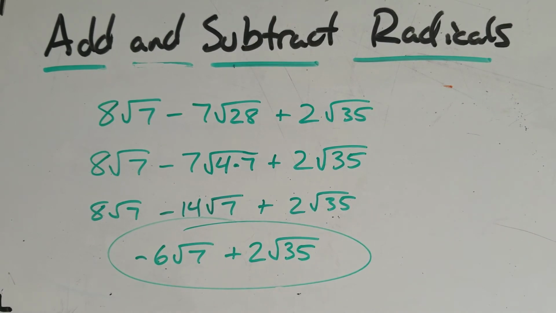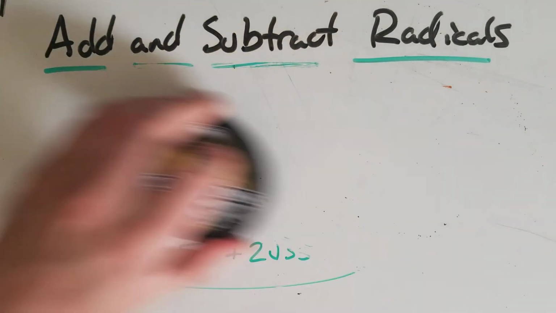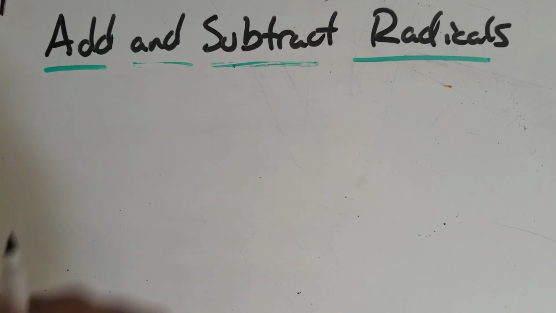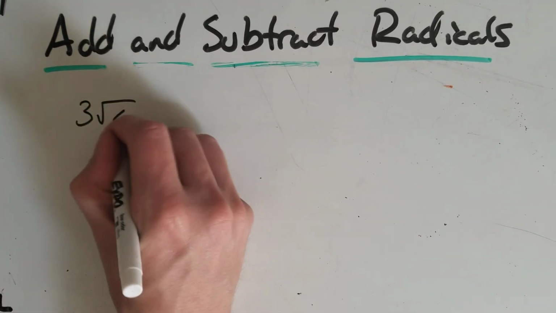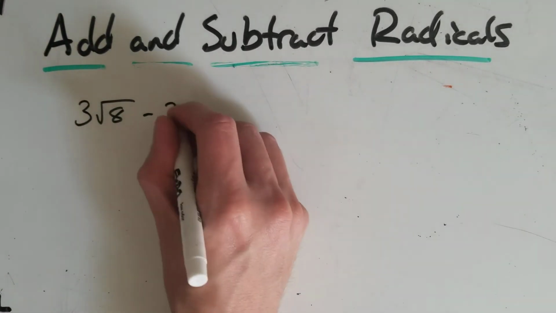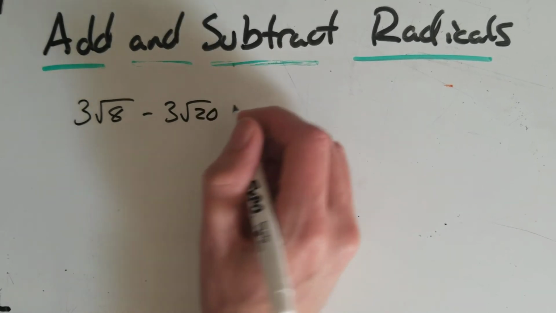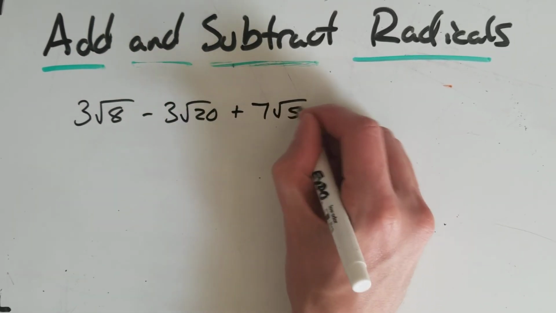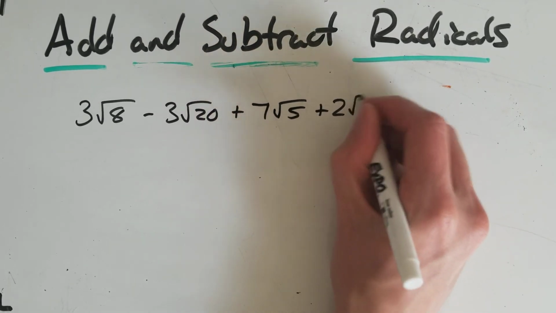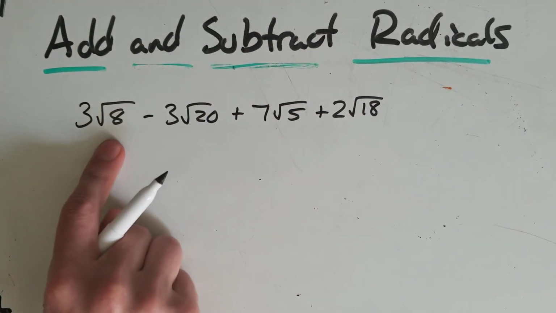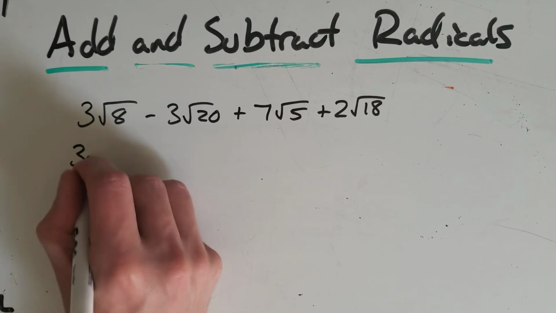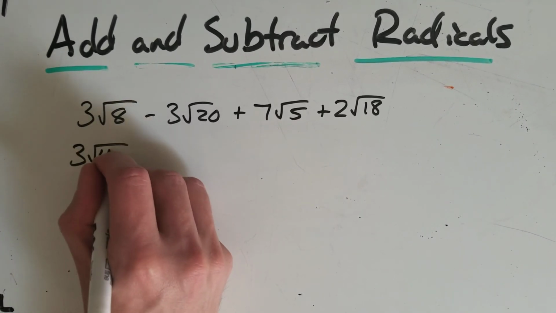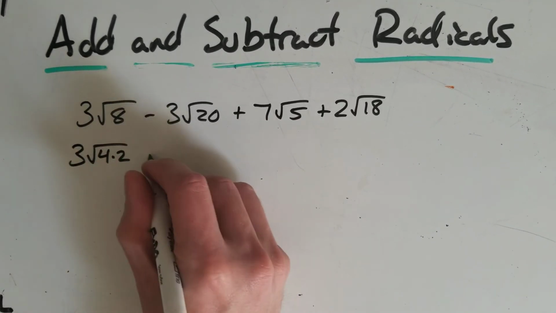All right, on to our last problem of the slide. We have 3 times the square root of 8 minus 3 times the square root of 20 plus 7 times the square root of 5 plus 2 times the square root of 18. First term we can simplify. 8 is like 4 times 2. There's your perfect square that we'll use.